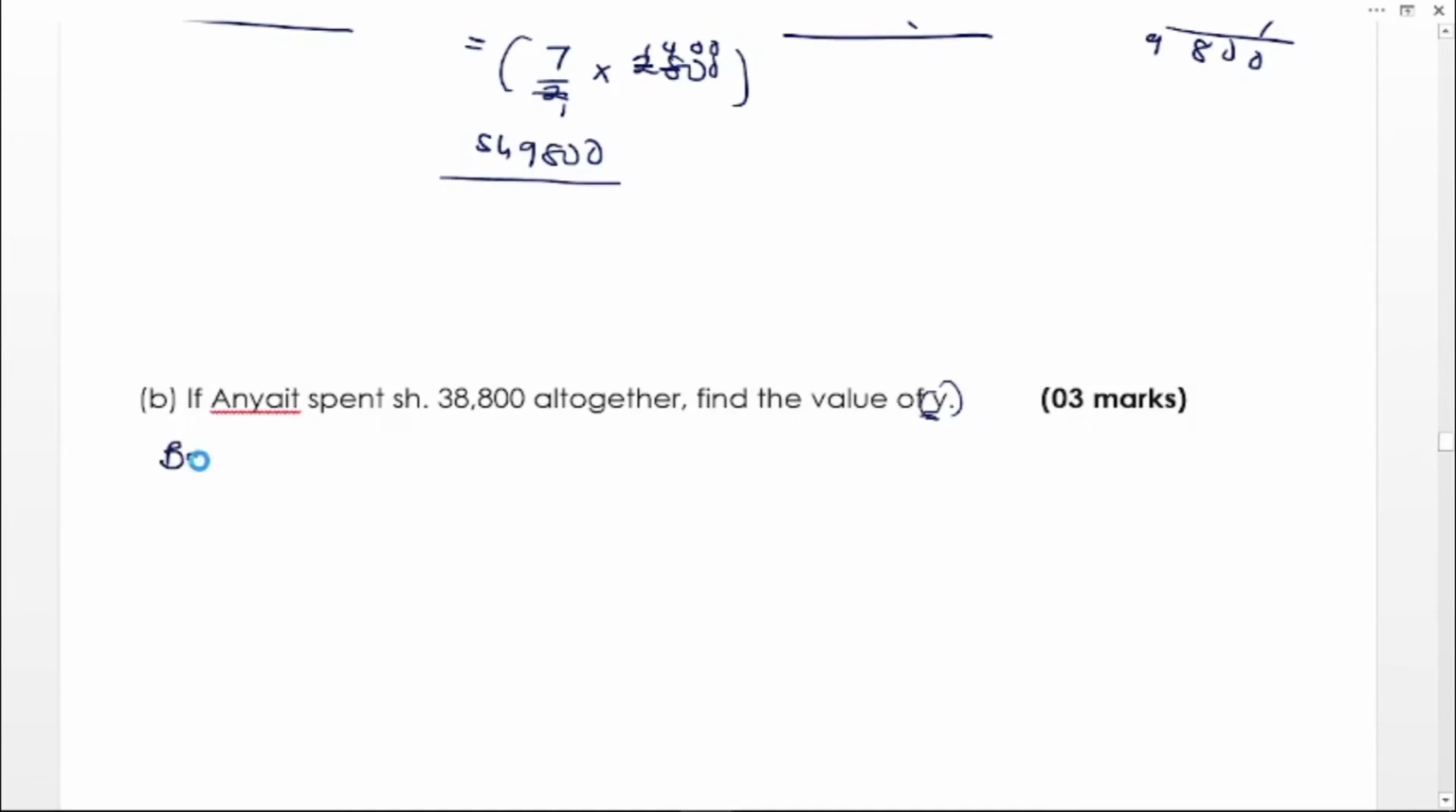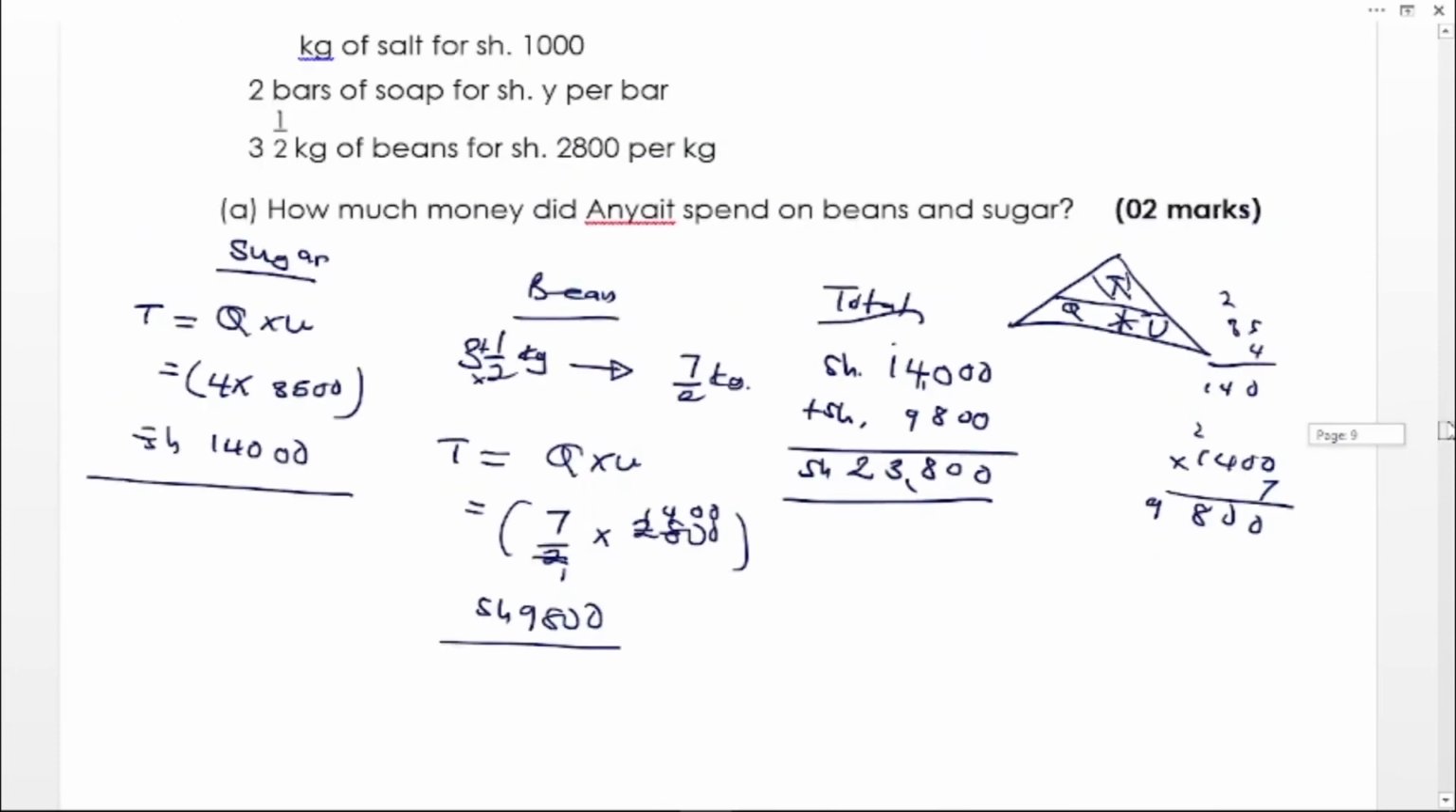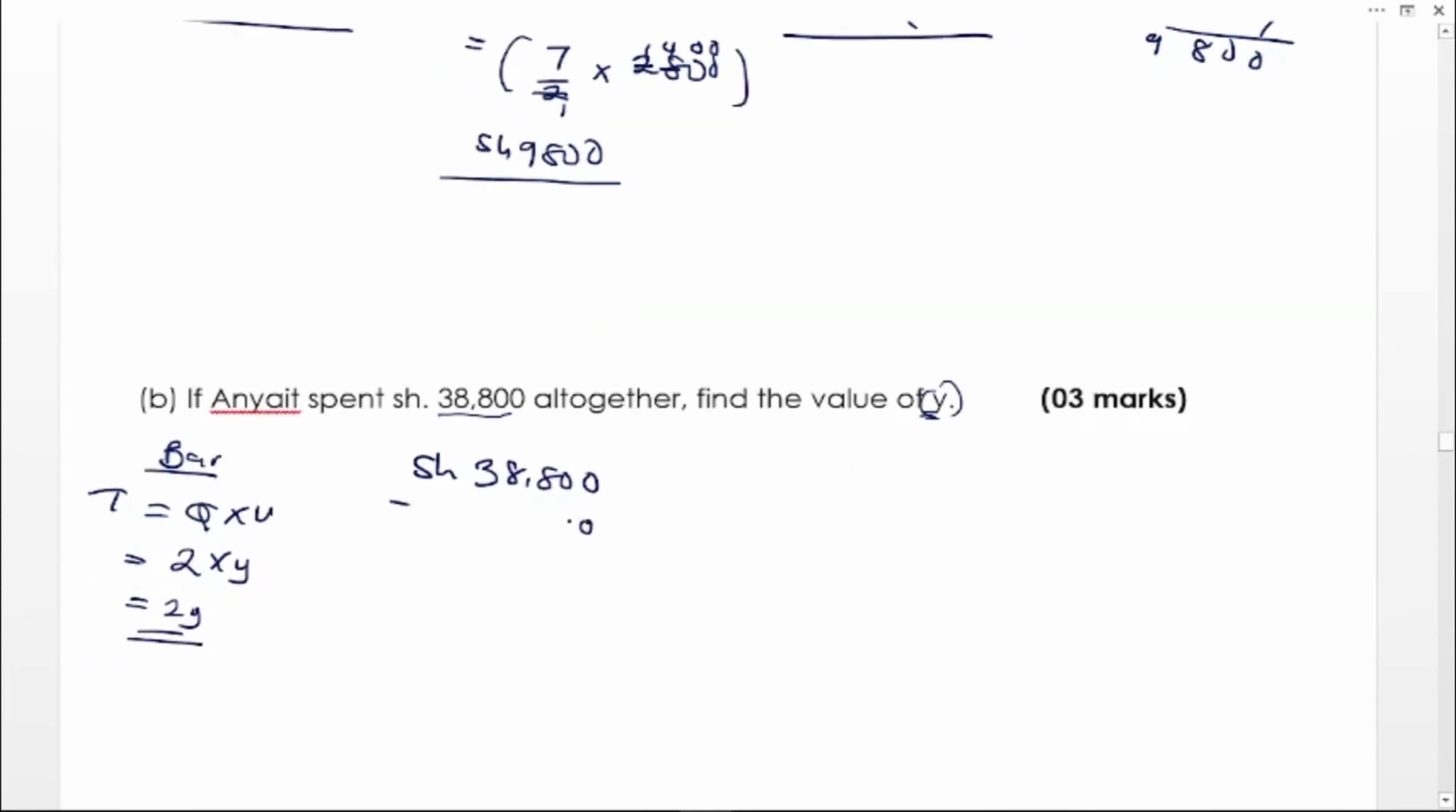Now let us take the bars of soap. We need the total, which is quantity times unit cost, which is the quantity, the 2 bars, times the amount of money, which is y, which is 2y. Now to get the amount of money she spent on soap, we first take the total money she used to buy the 3 items and subtract the total money for the other 2 items. Therefore we are going to get 38,800 take away the total amount spent on the other 2 items, which is 23,800.